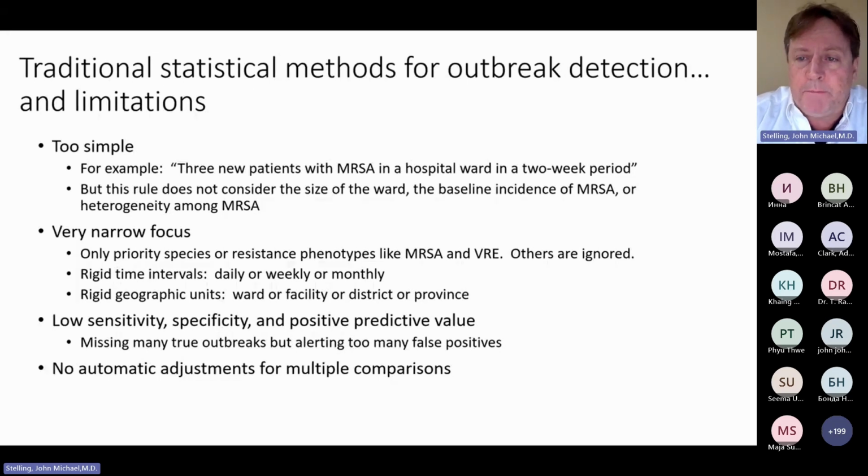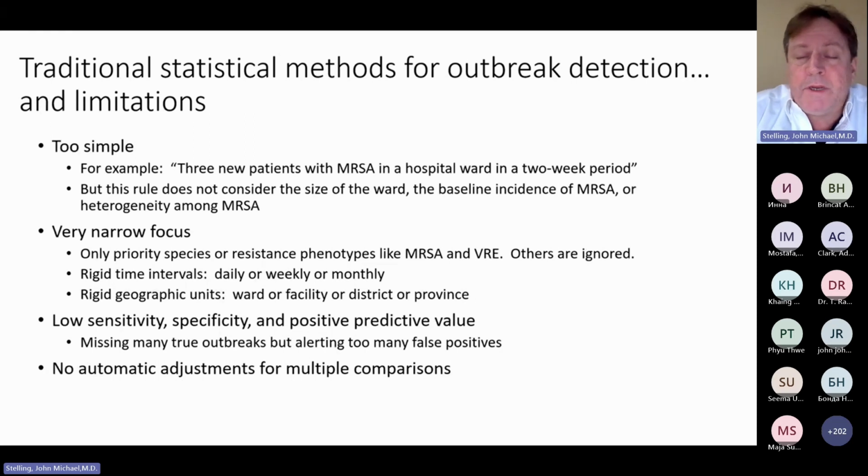Unfortunately, these are generally too simple. There is a common rule that many hospitals use to say that if you have 3 new patients with MRSA in a hospital ward in a 2-week period, then this should trigger outbreak mode. This should trigger isolation procedures, investigations. It's a very simple rule, easy to apply. 3 new people with MRSA in 1 location in 2 weeks. Let's treat this as a potential outbreak.